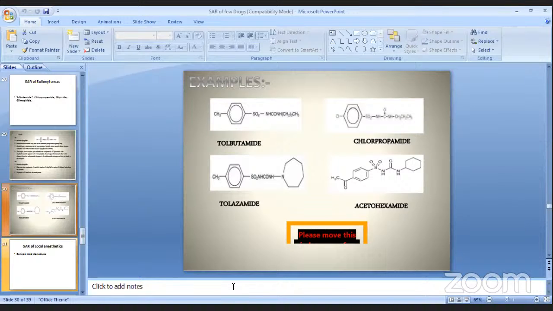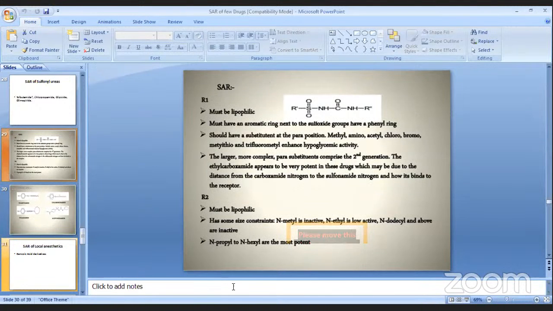This is the first generation of hypoglycemic, anti-diabetic drugs. And next you see aromaticity, that is one aromatic compound. Next, in the para position of the benzene ring you see chloro, bromo, and you can also try chloromethyl.